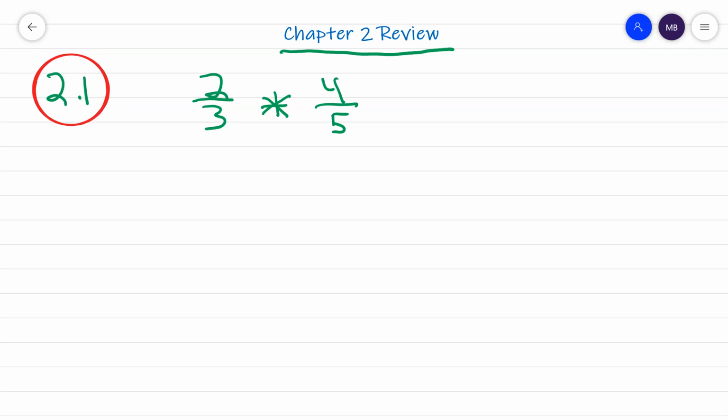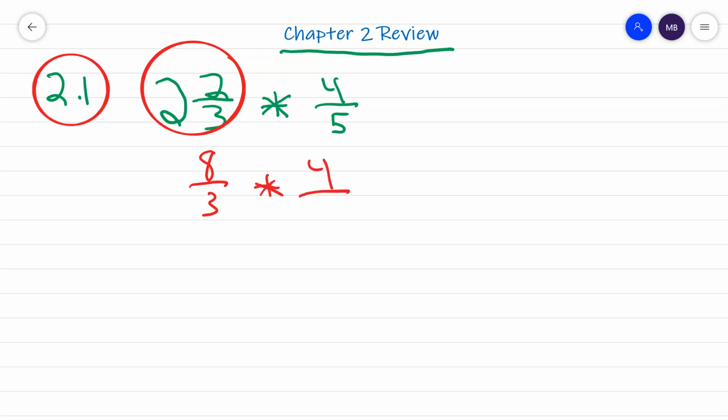But sometimes what happens when you have a mixed number, a whole number with a fraction, like 2 and 2/3? Well, how do you multiply a mixed number? And the answer, maybe you remember, is you don't. You turn the mixed number into a fraction. I do that by multiplying 2 times 3 is 6, plus 2 more is 8/3. Now times 4/5.